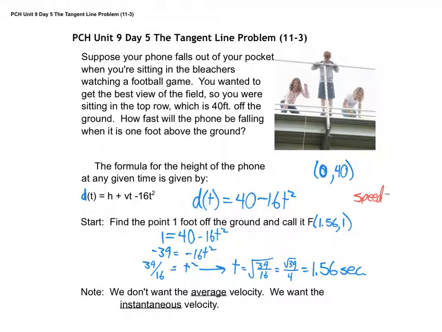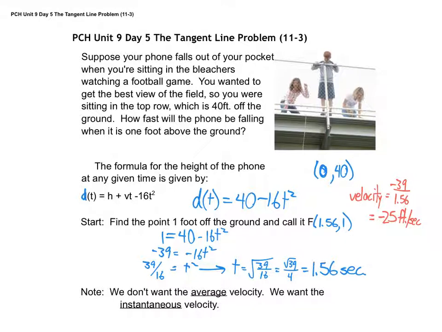is going to be how far it fell, and we'll make it negative. So actually that would make it a velocity, because we're indicating direction with that negative. So velocity is negative 39 feet in 1.56 seconds. All right, so if you figure that out, what would that give us? 25. All right. So negative 25 feet per second.